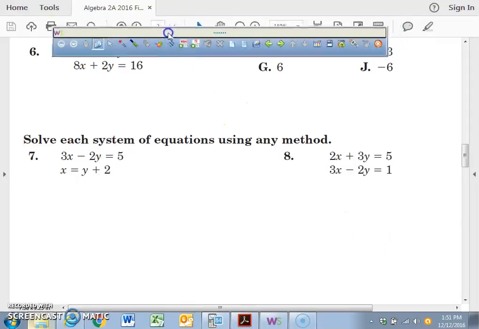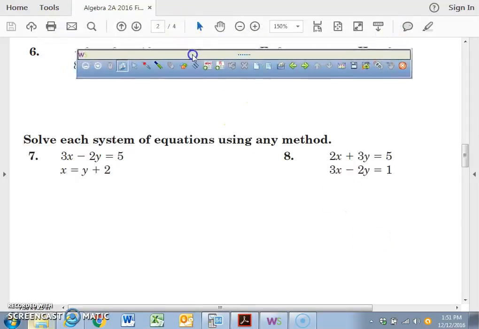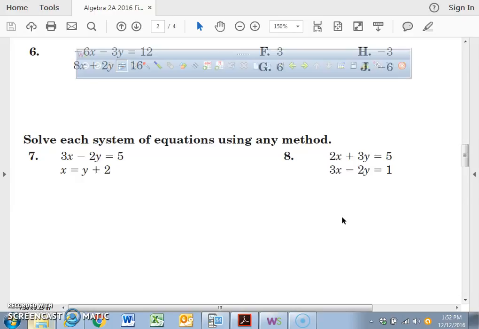On to problem number 7 in the review. It says solve each system of equations using any method. You could get a system with 2 variables, but you could also get a system with 3 variables. Something we're going to review right now is how to use the matrix to help us solve this.